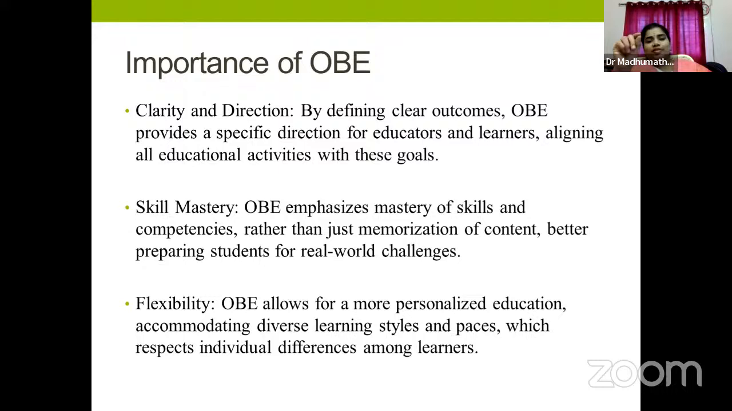So, provide a specific direction for educators and learners, and align all educational activities with these goals. Skills mastery. So, you're listing out some 10 skills that should be mastered by the student. At the end of the course, if the student can say at least he has mastered 8 of them, then the course outcome is successful, and the student has imbibed the maximum number of skills that we are proposing to teach in the course. That will be proved in various ways, which I'll be illustrating in the later slides.